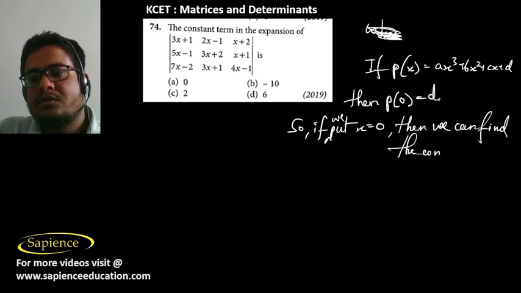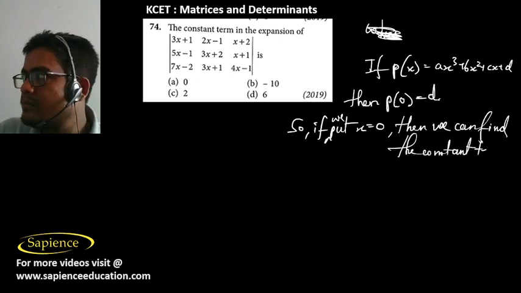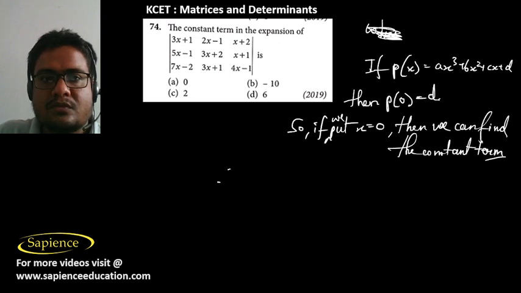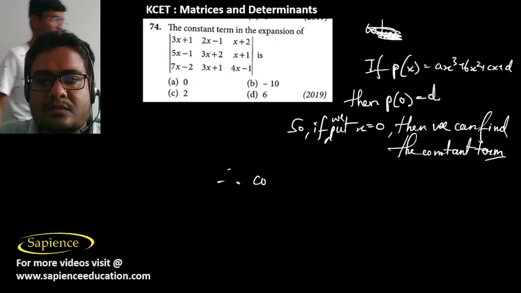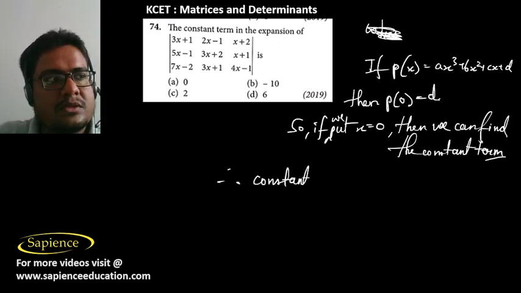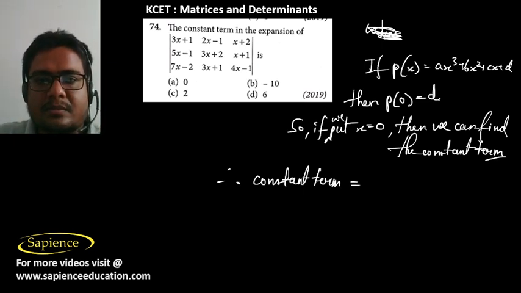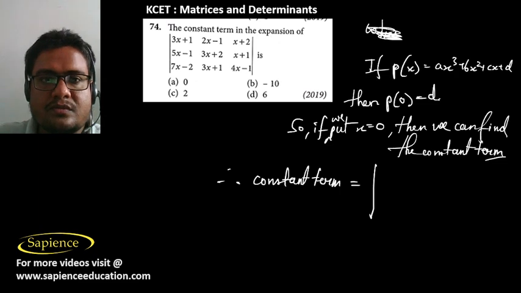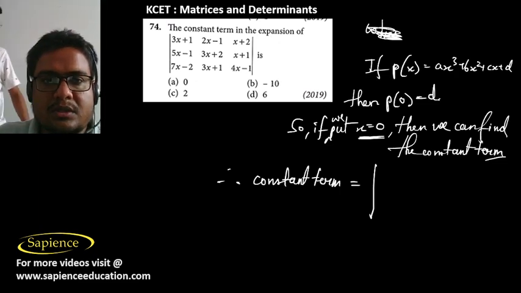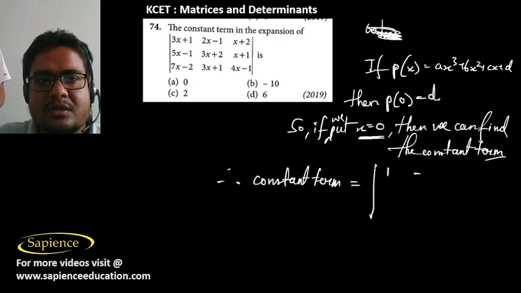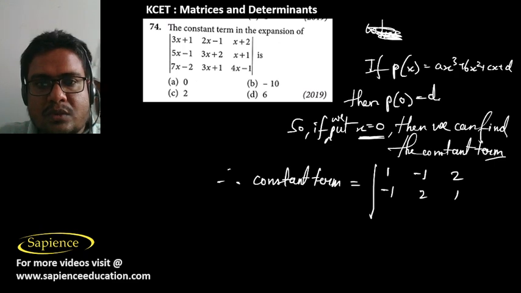We can find the constant term. Therefore, the constant term in the expansion of this will be equal to the determinant of, if we put x equal to 0 here, 1, minus 1, 2, minus 1, 2, 1.